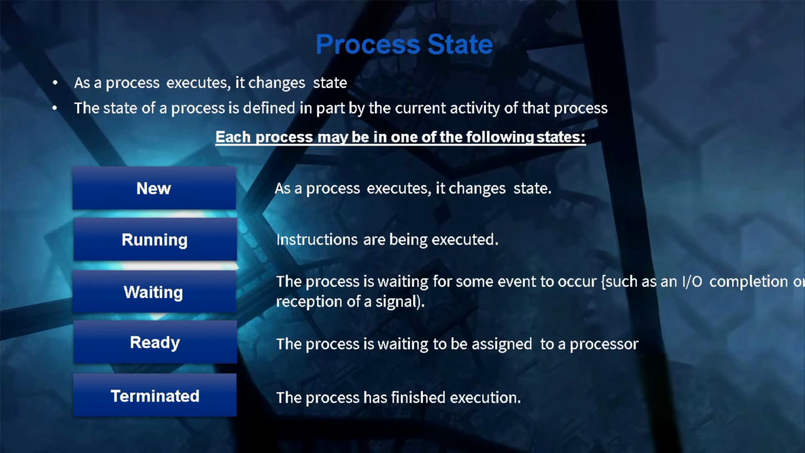And next we have the running. Running means its instructions are being executed. Waiting means the process is waiting for some event to occur, such as I/O completion or reception of a signal. And also the ready: the process is waiting to be assigned to a processor. And the next is the terminated. This process has finished execution.